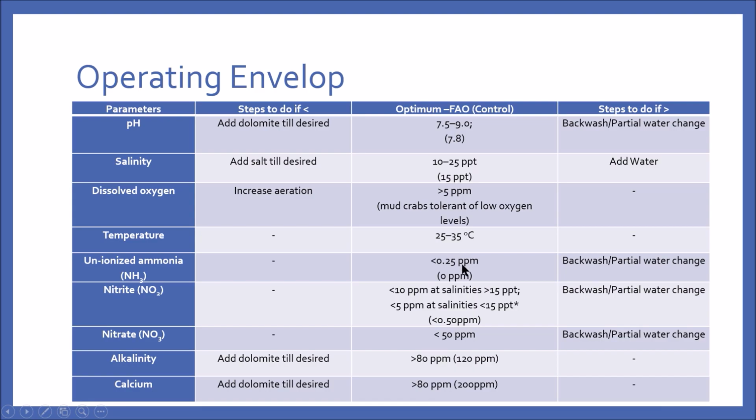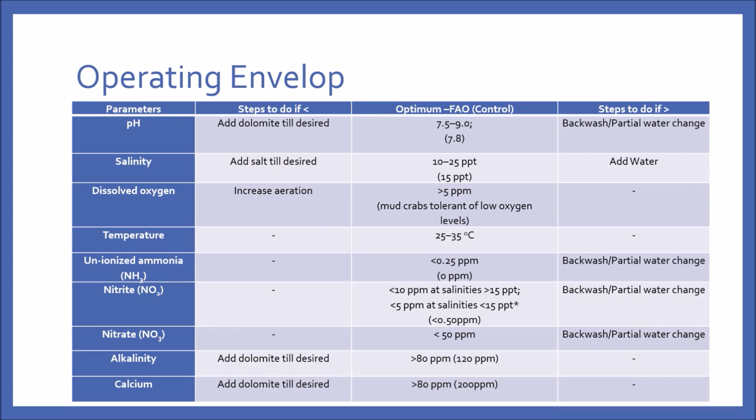Ammonia, NH3. As mentioned earlier on, the goal of biofiltration is to convert ammonia to NO2 as fast as possible. Ideally, you want your ammonia to be as low as possible, lower than 0.25 ppm, ideally 0 ppm. In the event that you have high ammonia, do perform some sort of backwash or partial water change, and top up with new water. And to ensure that your biofiltration is working properly, make sure that the biofiltration process has enough oxygen, at least 4 ppm.